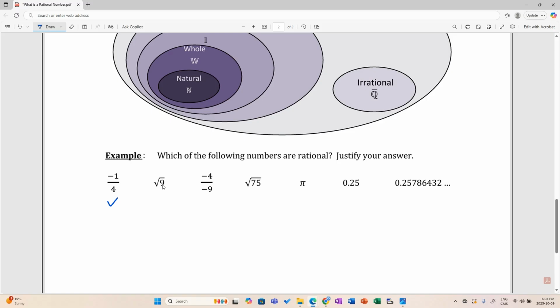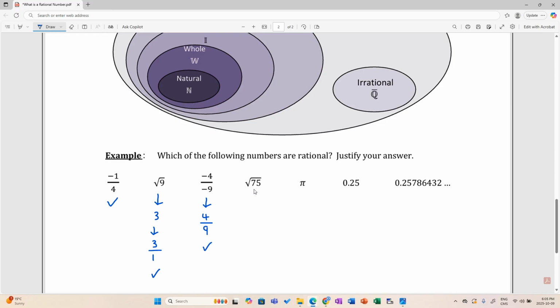Now the square root of 9. Recall the square root of 9 is a perfect square, because the number that multiplies by itself to get 9 is 3. So in this case, this would just be 3. But because 3 can be expressed as a fraction, I can say the square root of 9 is a rational number. -4 over -9, I can already say it's a rational number because it's in fraction form. But if I were to simplify it, two negatives divided together get a positive. So I simply get 4 over 9. That is a rational number.